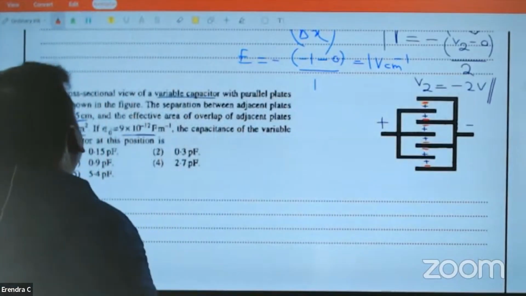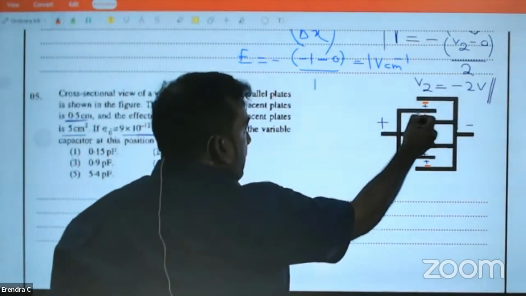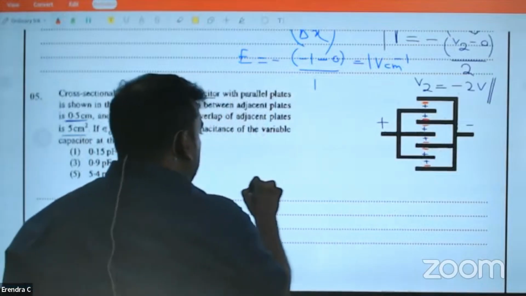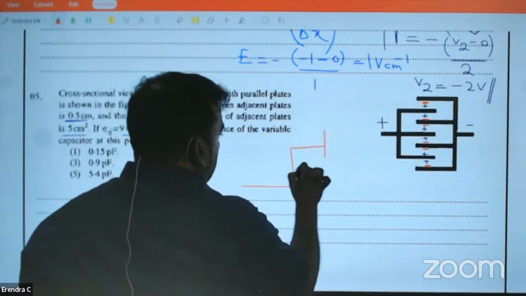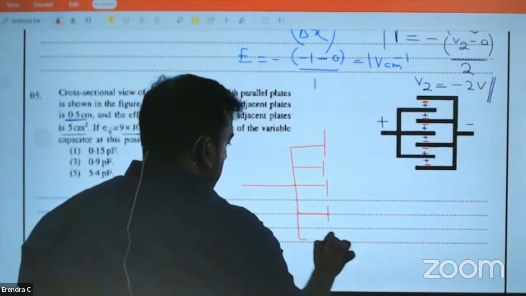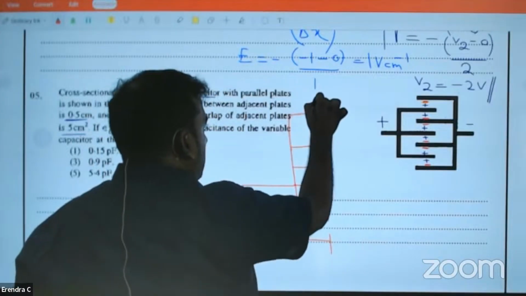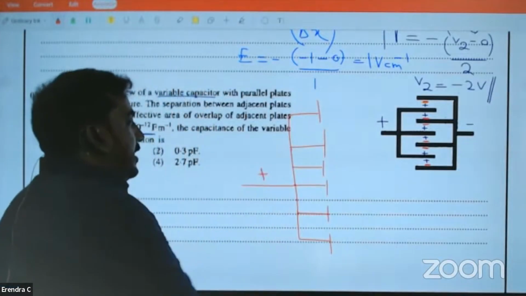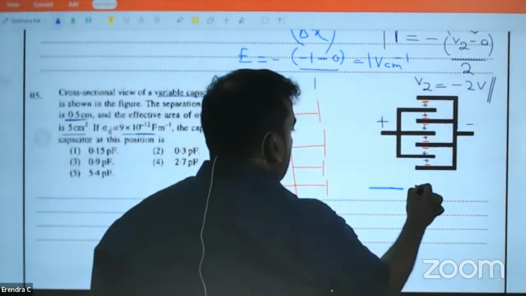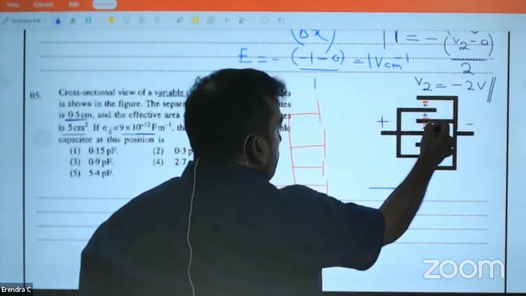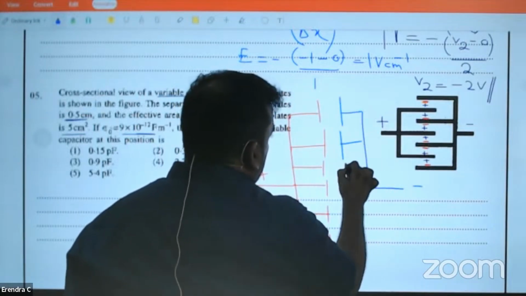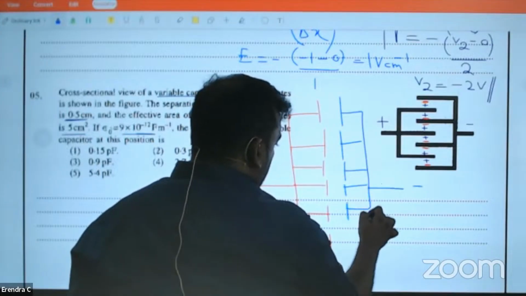Now what? Very simple. How many positive plates are there? 1, 2, 3, 4, 5, 6. 6 positive plates. How many negative plates are there? Negative plates: 1, 2, 3, 4, 5, 6. 6 negative plates.